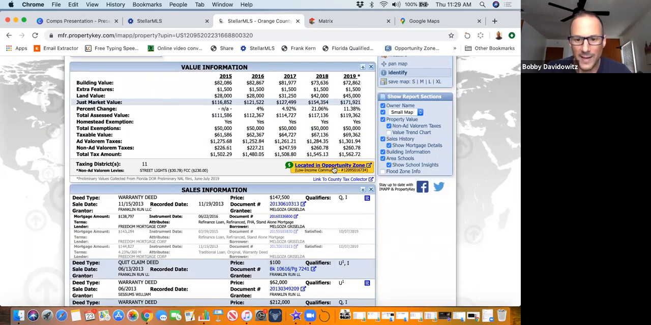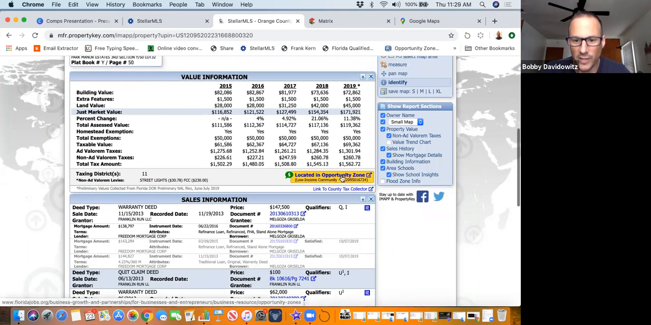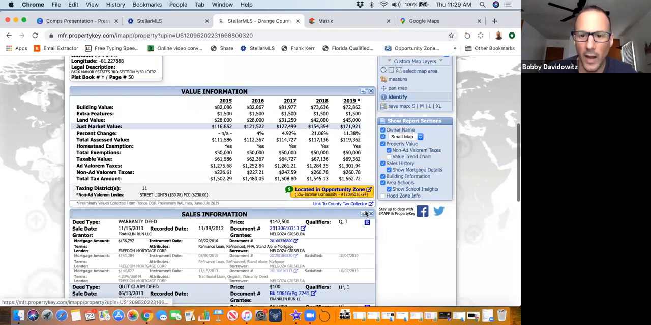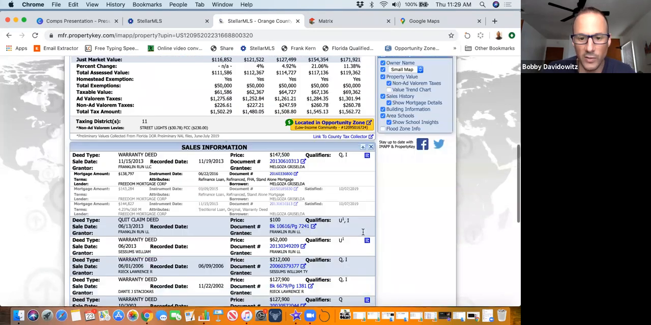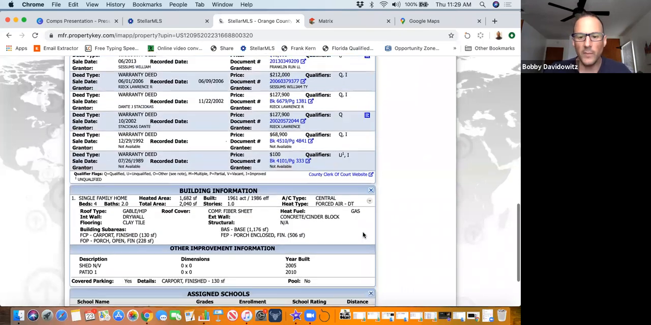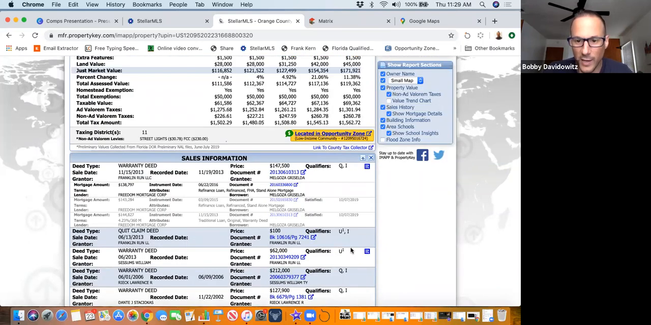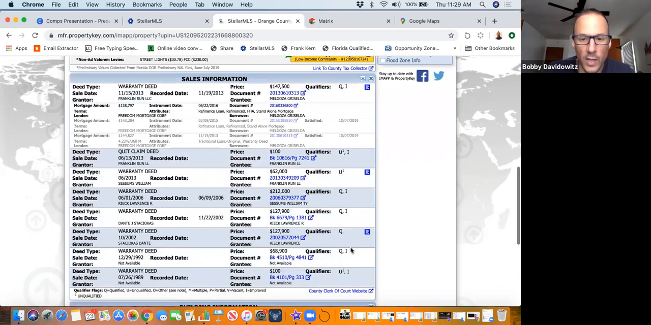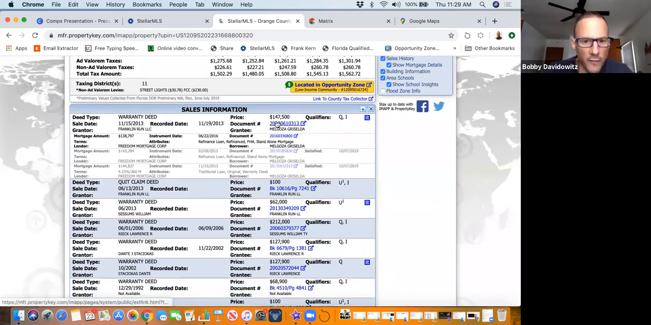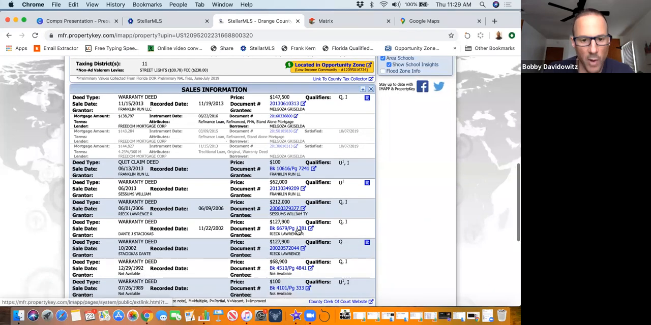I won't spend any time on this, guys, but what I love about iMapp is it tells you when things are located in an opportunity zone. Go ahead and Google opportunity zones on your own time. There are some great tax advantages for buying things in opportunity zones, in particular commercial properties. But I just love the fact that they actually tell you, hey, this is located in an opportunity zone. So we can see what she bought it for. They bought it for $147,500 in 2013. Okay, so $147,500 is what they bought it for.